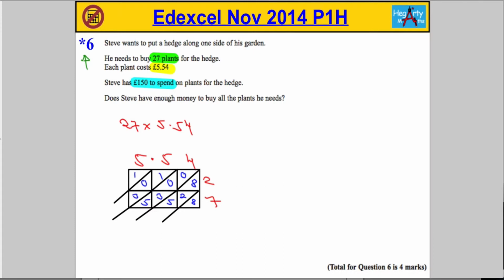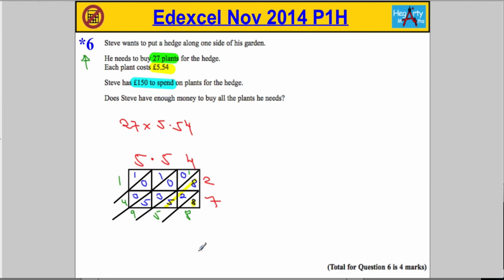Now what we're going to do is we're going to add up our strips, starting with this one here, which just is a total of 8. Now we're going to add everything in this strip here. 5 and 2 and 8 is going to give me a total of 15. So I put down the 5 and I carry 1 into the next strip. 1 and 3 is 4, 4 and 5 is 9, nothing to carry. 1 and 3 is 4, and then we have the 1 here.